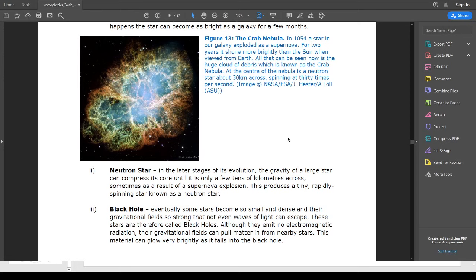So any questions? So it needs more density to become a core remnant. Yes, it needs to be very dense to become a black hole. Basically, it's the most dense.